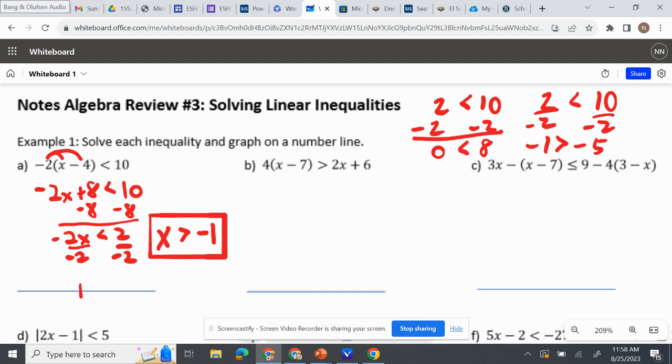Now when we're graphing it, we're going to put a -1 in the middle. I'm going to put an open circle because there's no line underneath. It's just greater than, so it's all the values greater than, and then I'm going to draw my arrow to the right because it's greater than.